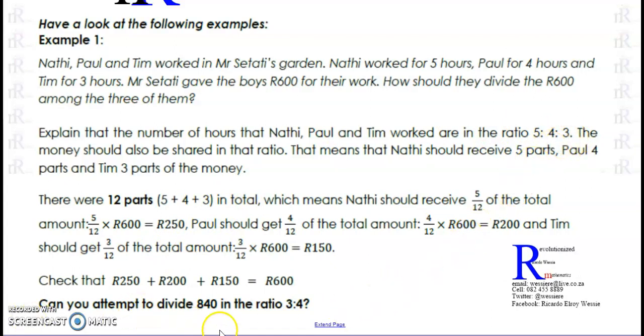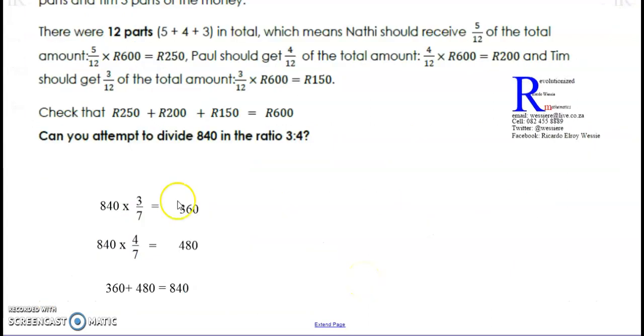Can you attempt to divide 840 rand into the ratio 3:4? I trust you first added the ratios together to get the total it is out of, so that there's 7 portions in total. So the one will get 3 of the 7 portions of 840, and the other one will get 4 of the 7 portions of 840.